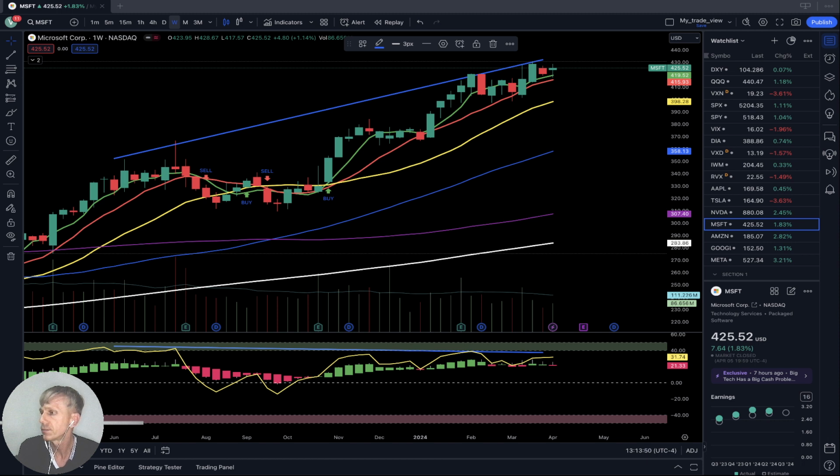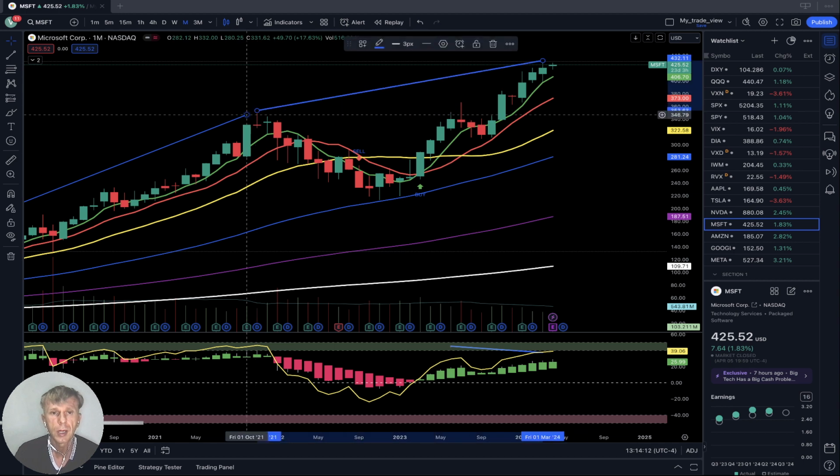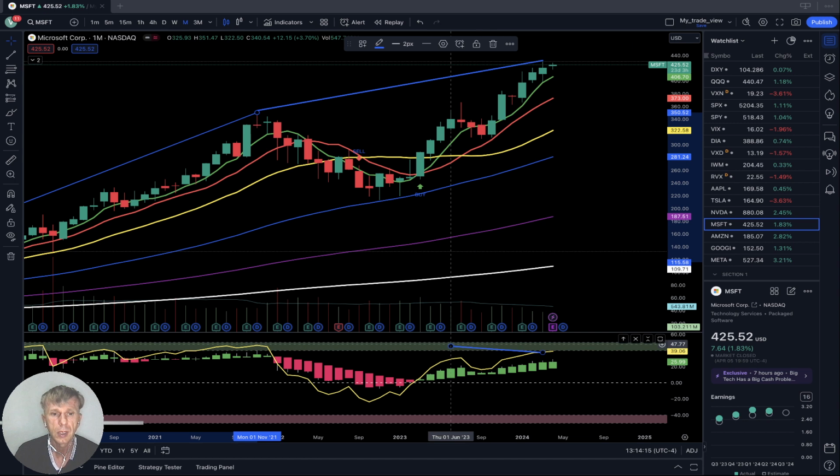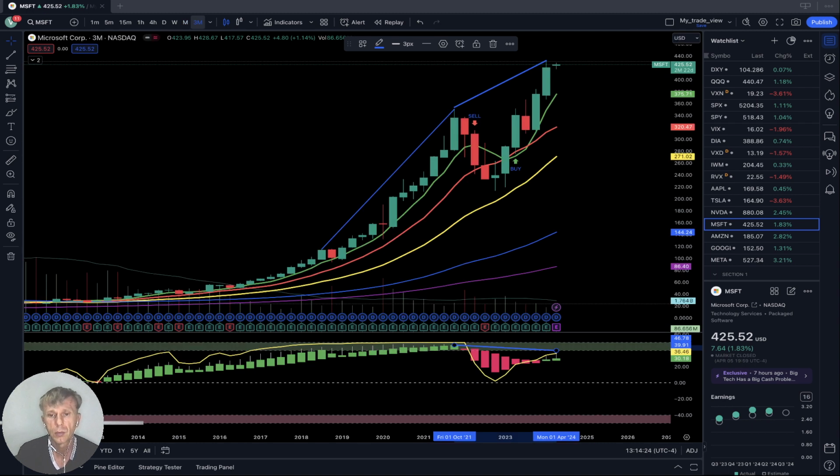Microsoft weekly. Last bar above all moving averages, bullish trend, bearish divergences on RSI. Monthly. Last bar above all moving averages, bullish trend, bearish divergences on RSI. And quarterly, bullish trend and bearish divergences on RSI.